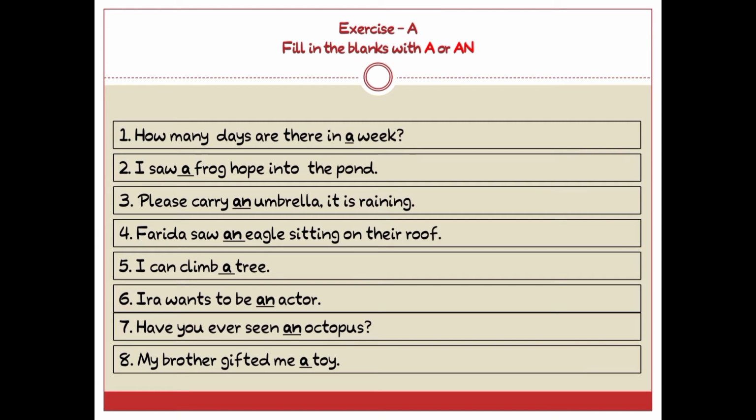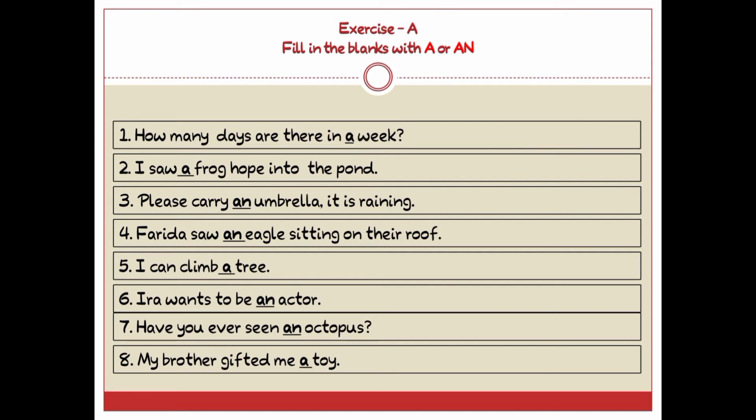Now take out your grammar textbook, page number 35, exercise A. Fill in the blanks with a or an. First one, how many days are there in a week? Here we have written a because the word week begins with a consonant. So we have to write a.